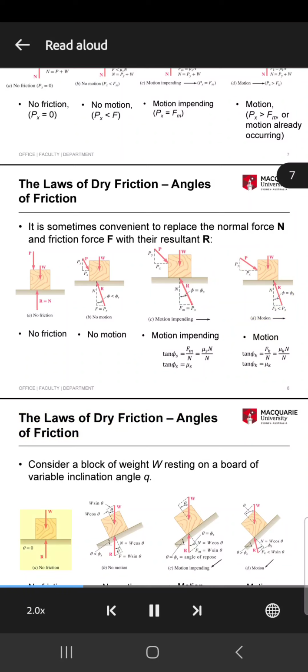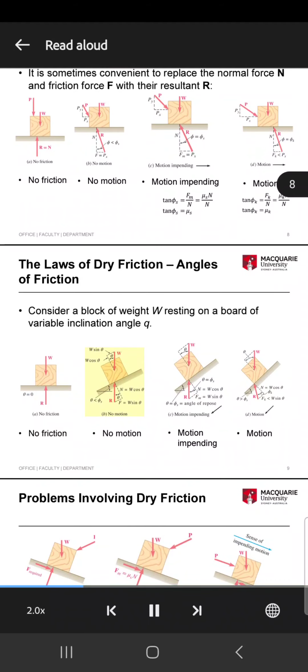Block, with weight W, positioned on horizontal surface. No friction. Theta equals 0. Block, with weight W, positioned on inclined surface. No motion. Phi less than phi sub s. N equals W cos theta. F equals W sin theta. No motion.